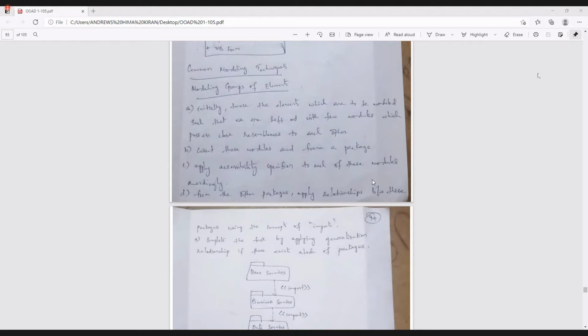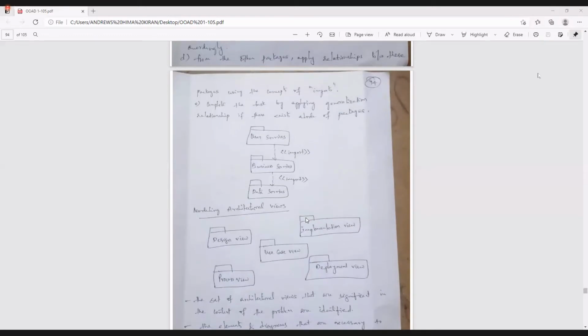That means which attributes and which operations have to be accessed by other elements, and which are to be more specific only to that particular component, we need to represent by using these accessibility specifiers. And next point is form the other packages and apply relationships between these packages using the concept of import. Import and export concept we have discussed in the last topic. Okay.